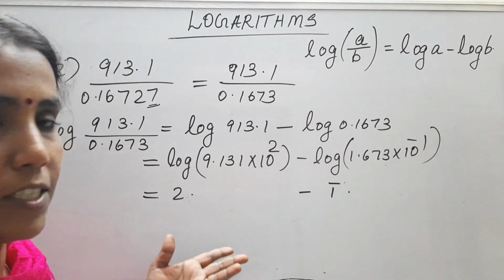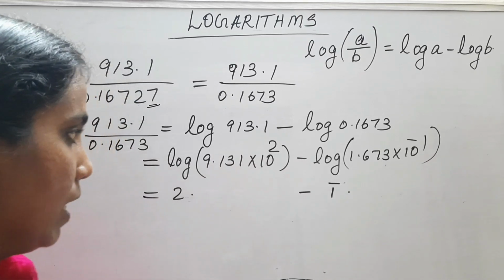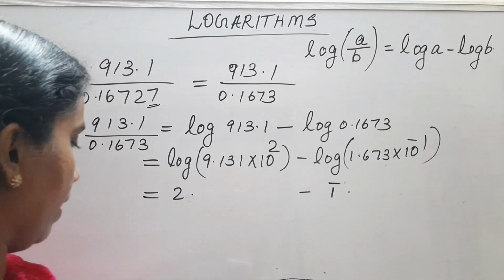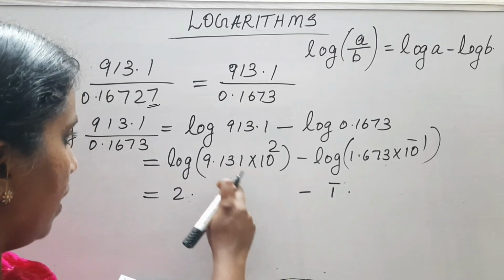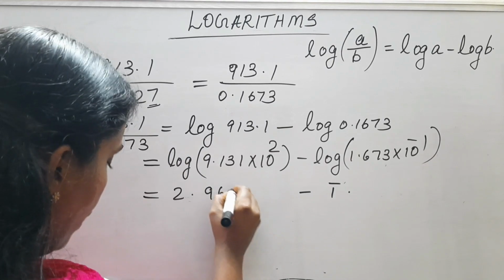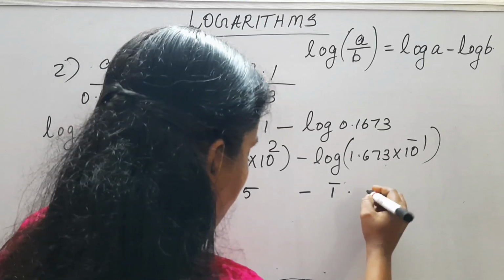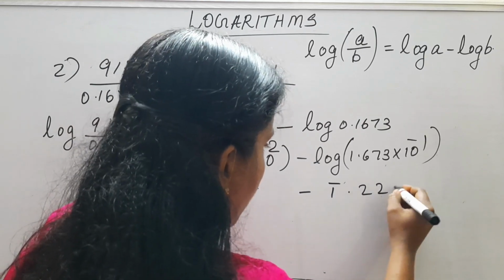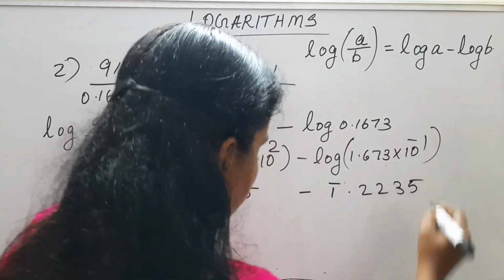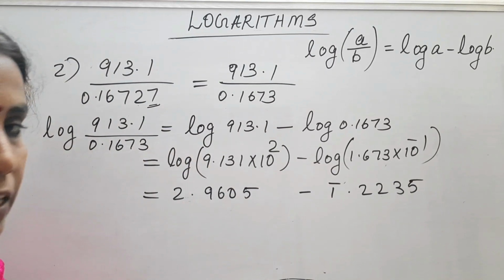Okay, the next is the mantissa part, which you have to do with logarithm tables. So for the time being I am writing here, for this one we will have 9605, and for this particular one you have 2235. So this is the logarithm of the given values.